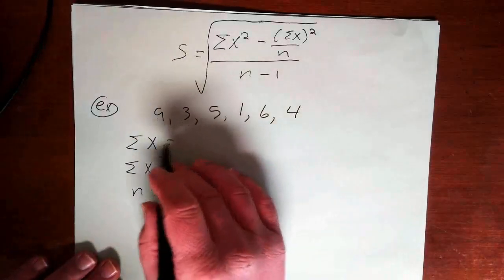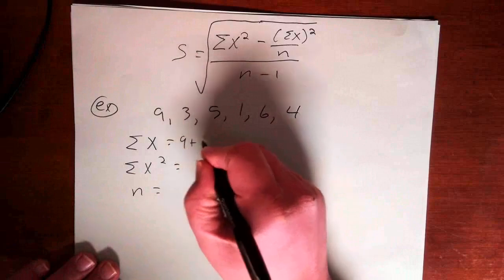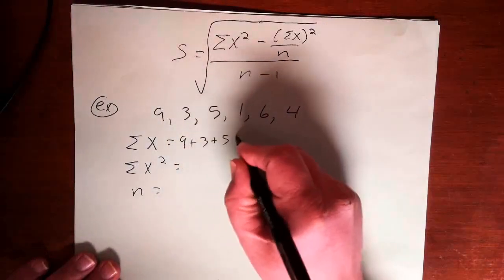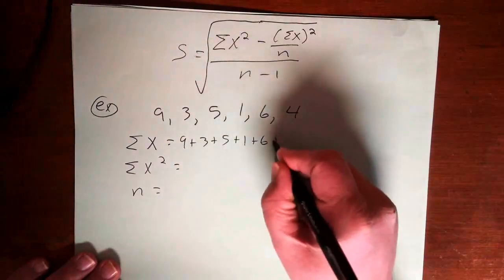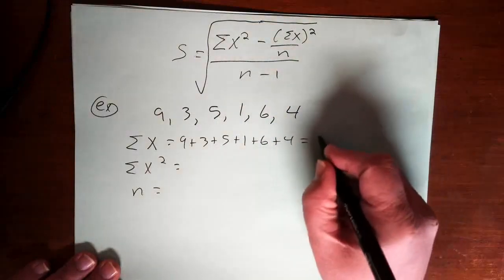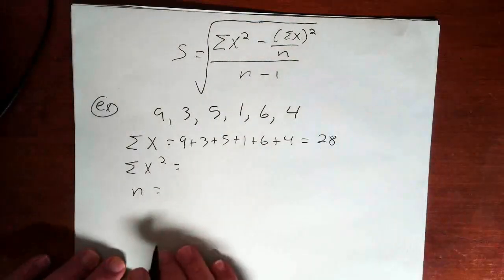So the sum of x, if you remember, is just adding them up. And in this case, that was 28.